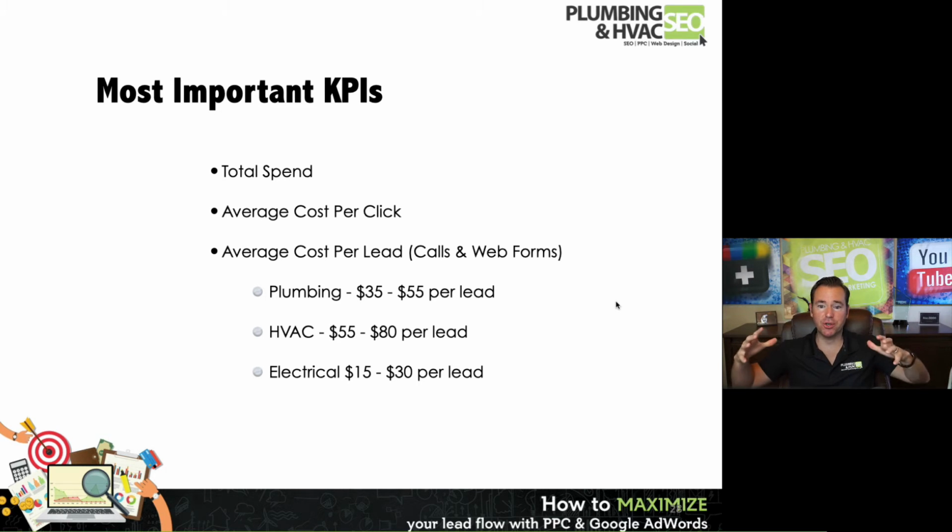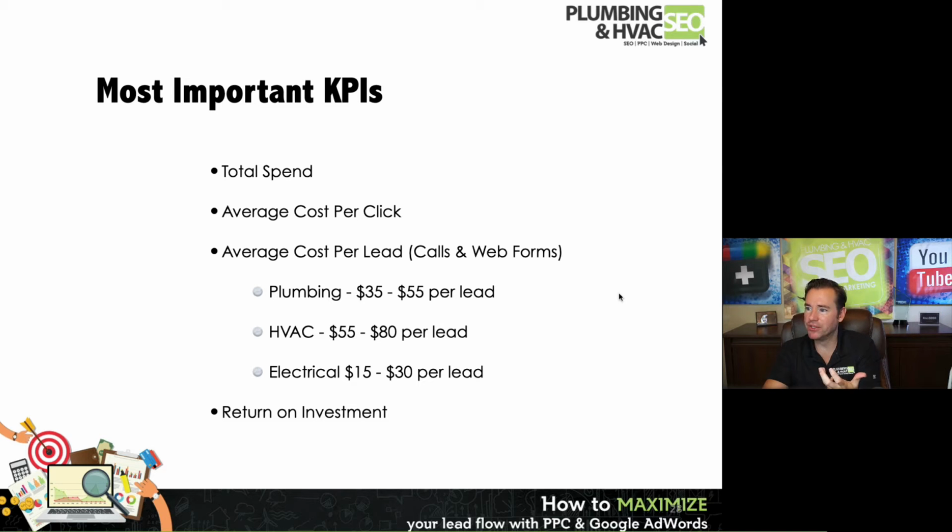And if you'd like, I'll make sure to get this slide out to you afterwards so you kind of know what you're looking for. So we want to know, what was our spend? What was our average cost per click? What was our average cost per lead? And then what's our return on investment? Right? You have to know this. You have to at least have a projection of, we spent $2,000 and we generated something, right? We generated 6, we generated 10, or we generated 20.